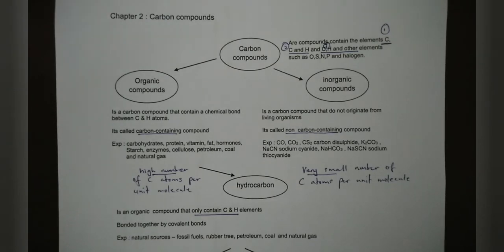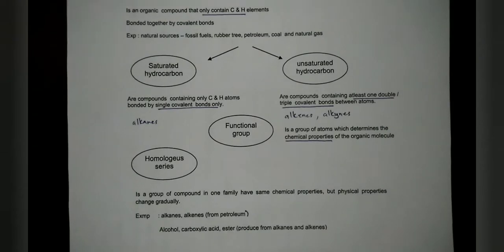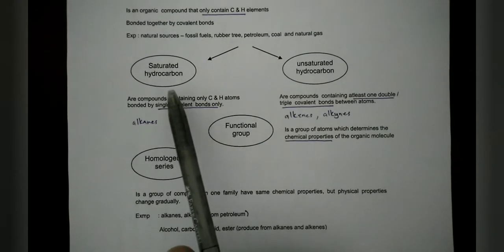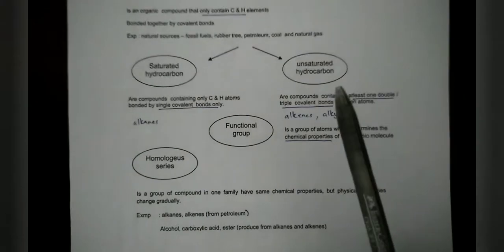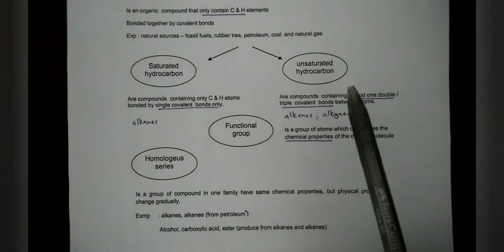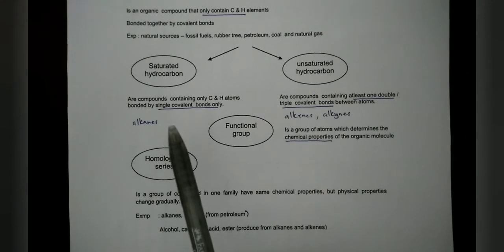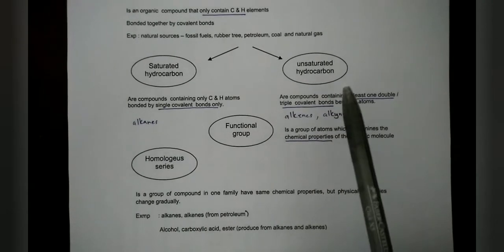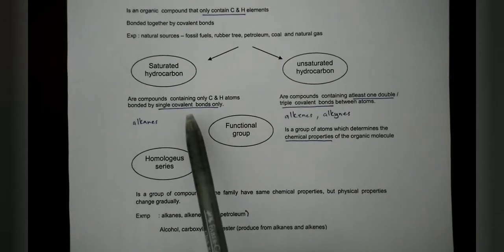As you already known about covalent bond, we have 3 type of covalent bond basically: single covalent bond, double covalent bond and triple covalent bond. The natural sources of hydrocarbon you can look here. Hydrocarbon classified into 2: saturated hydrocarbon and unsaturated hydrocarbon. The meaning of saturated hydrocarbon and unsaturated hydrocarbon can look here.